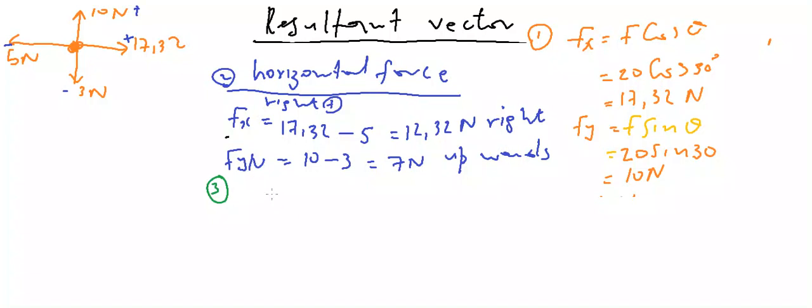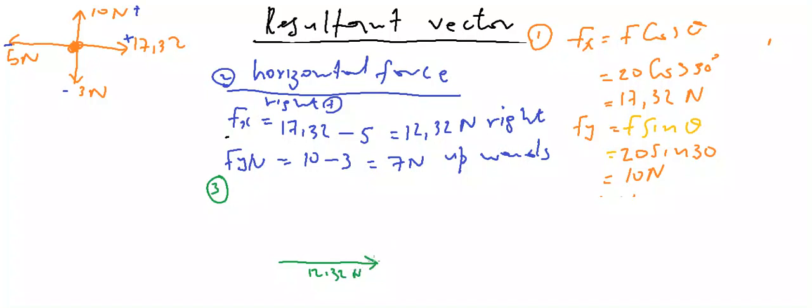Let's do that. Let's draw the first vector. The first vector is x in our case. So we have the first vector, x, which is 12,32 newtons. Let's draw it here downwards. This one is 12,32 newtons here, right? As you can see.